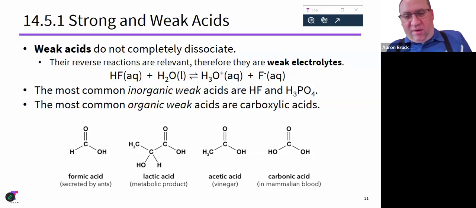Carbonic acid is found in mammalian blood, including your own blood. This is a product that is actually regulated in your blood for pH purposes. And more on that in a little bit.